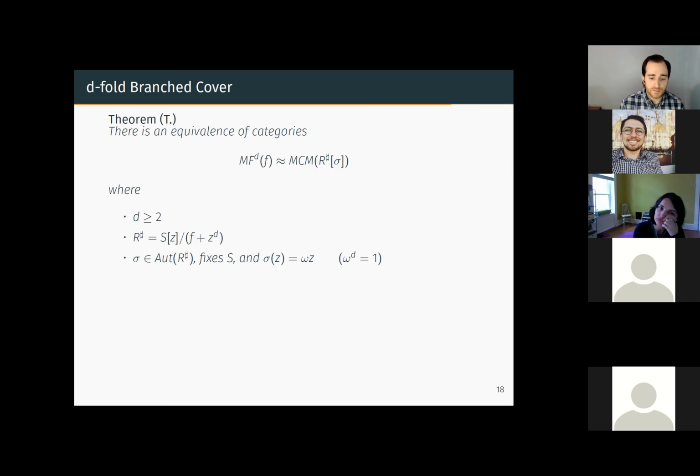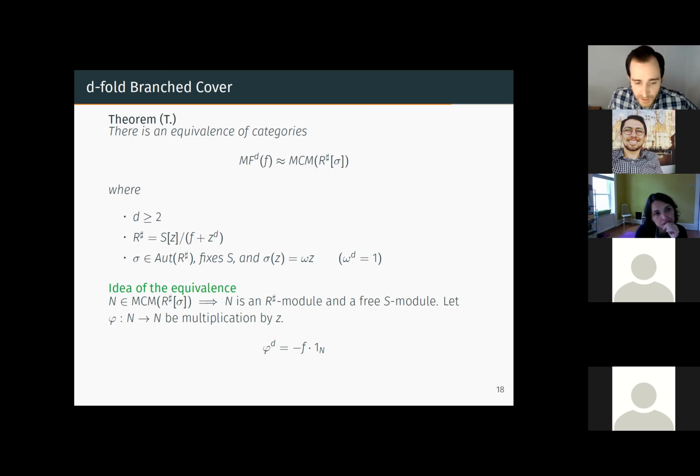And I can even give you a little explanation of how this equivalence works, at least in one direction, because I think it's kind of neat and it's rather intuitive. So if you have an MCM R-sharp sigma module, remember these are R-sharp sigma modules which are free over S, I'm going to call it N here. This thing is naturally an R-sharp module because R-sharp sits inside of R-sharp sigma. So that's this first part. And then it's also a free S module just by definition. These are the modules we want to look at.